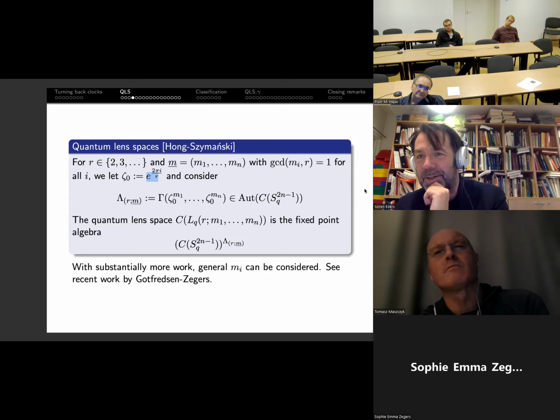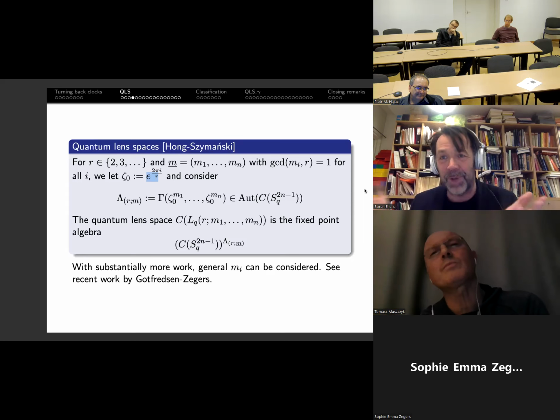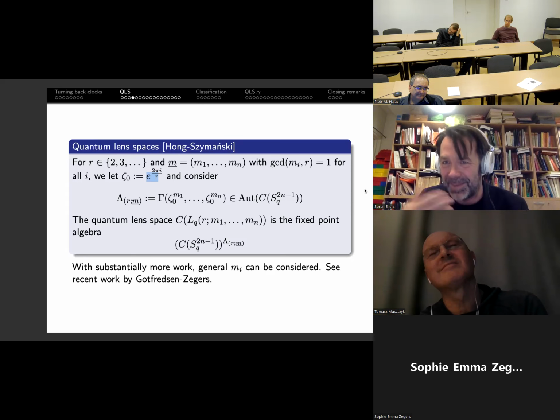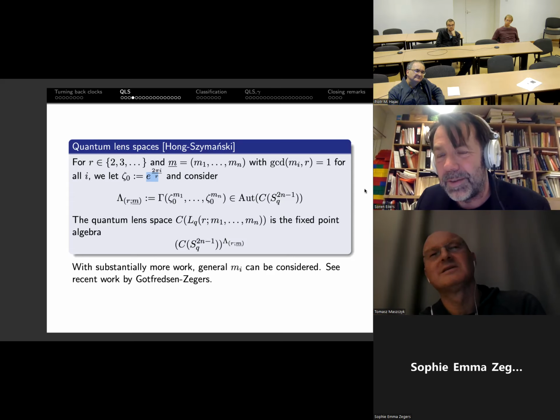Maybe Sophie, we should look into this. I think it would be an interesting way of going, but we really haven't tried this. But somehow it has to be. I mean, if you believe that the quantum lens spaces are the right quantum objects, then this should somehow also be something you can deform. Yes. Right. But I don't know the answer, but I'm very interested in thinking more about this. Do you know anything, Sophie?